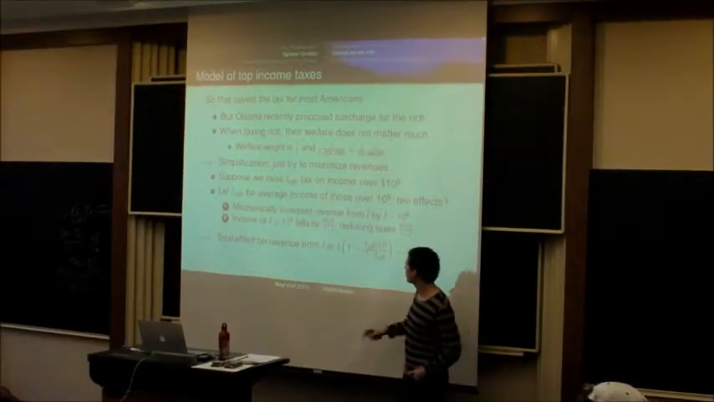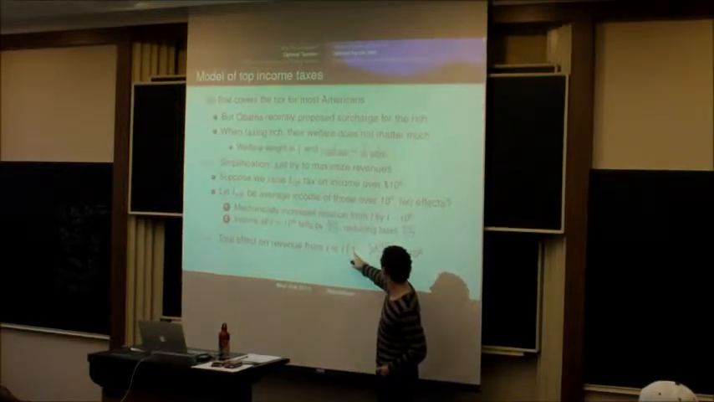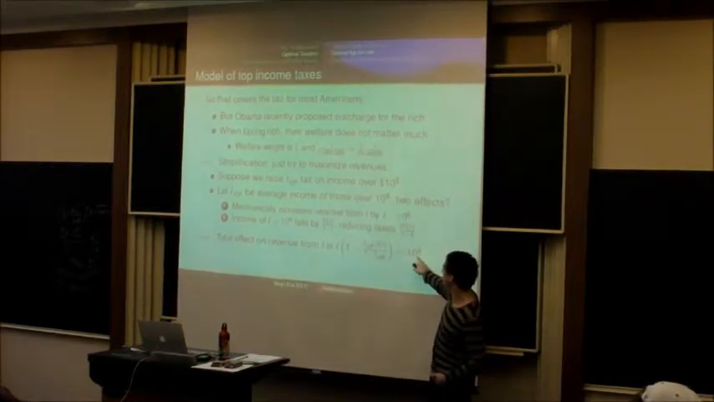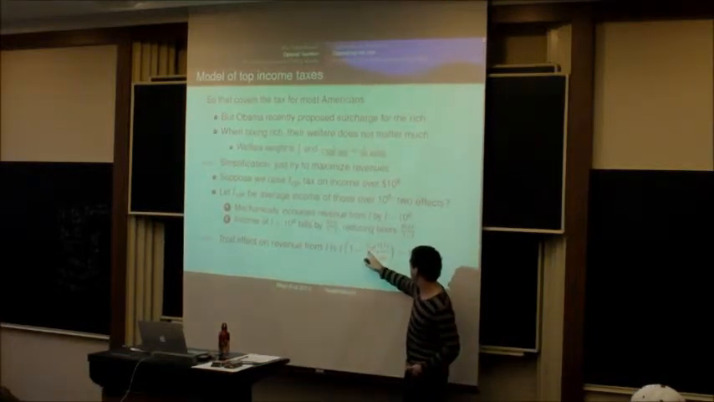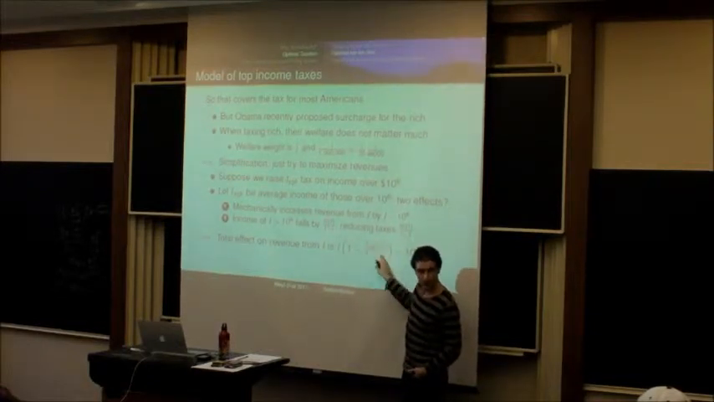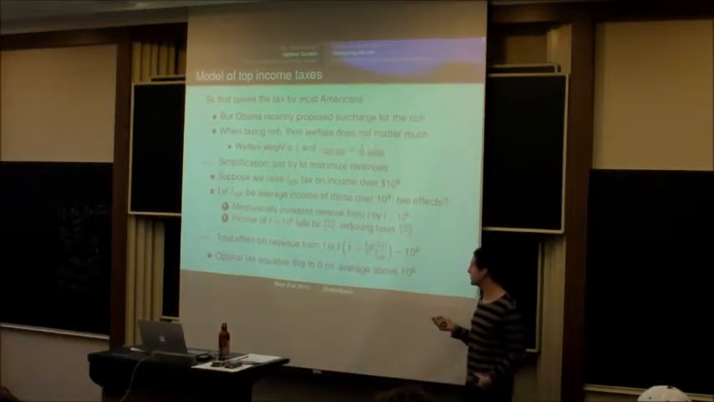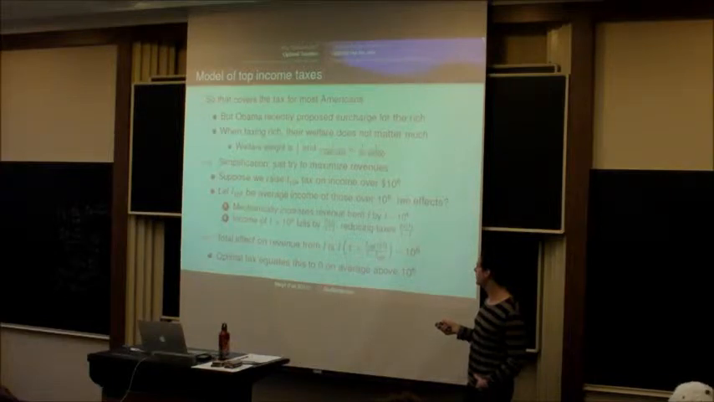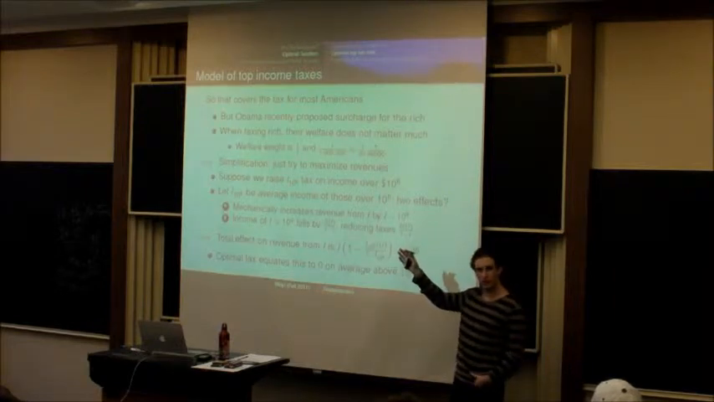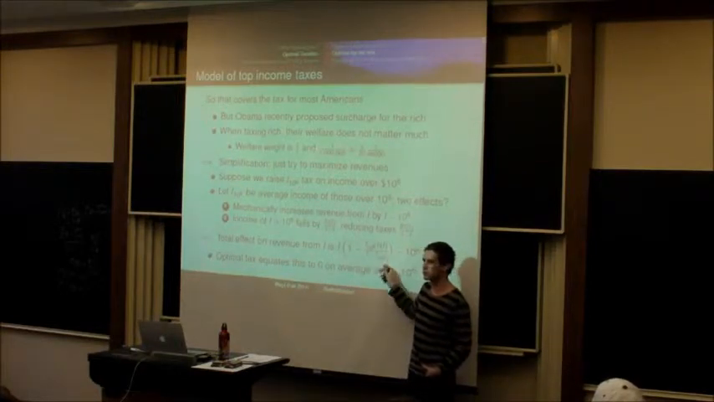And so the total effect that this has on our revenue is that it increases it by 1 minus 10 to the 6th, right? But then it decreases it by this term here, right? So that's the total effect it has on our revenue. And so the optimal tax rate is going to equate this on average to 0, right? So averaged over all the people hit by this tax, this thing should be 0, because this is the contribution to our revenue made by each person.